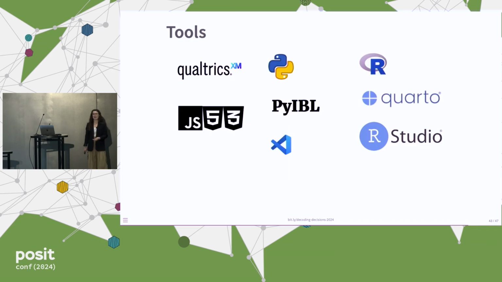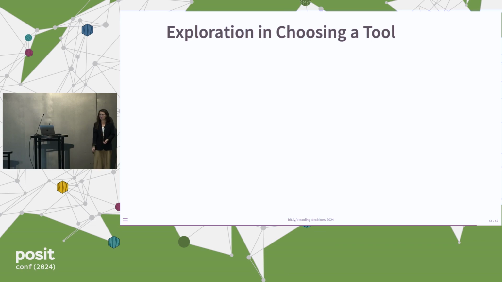So in conclusion, there are lots of tools that I use in this workflow for my research, starting with the human experiment, Qualtrics. That task that I showed you, I built in JavaScript, HTML, and CSS. For simulating the agents, that requires Python, the Pibble library, and I use VS Code, but now I'm very excited for Positron. And then finally, for analyzing the data, R, of course, Quarto for creating reproducible documents, and RStudio.